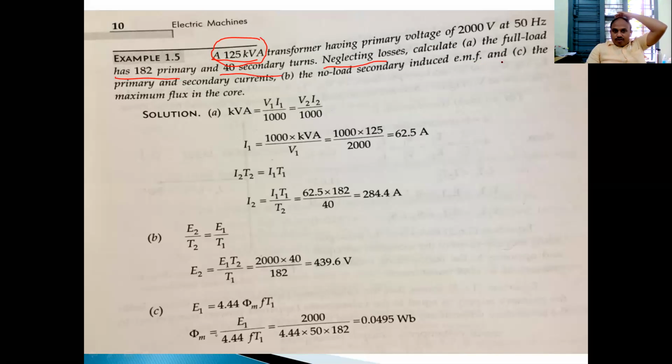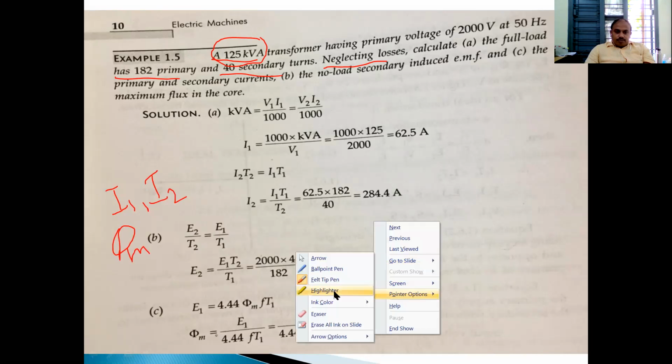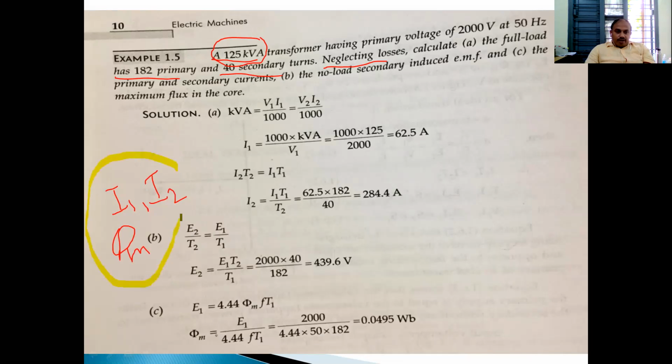Neglecting the losses, calculate the full load primary and secondary current, the no load secondary induced EMF E2, and the maximum flux in the core, phi max. So the full load primary and secondary currents, that is I1 and I2, the E2 value, and phi maximum. These three parameters need to be calculated.